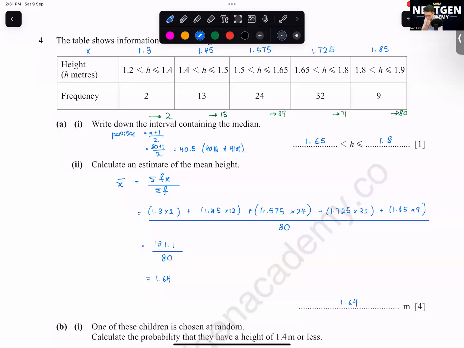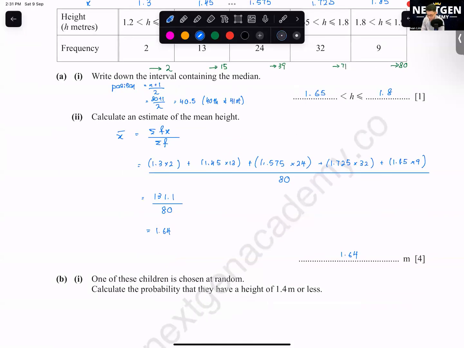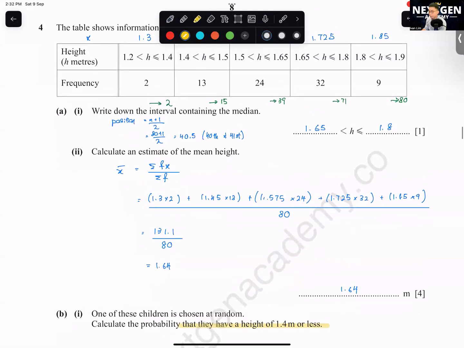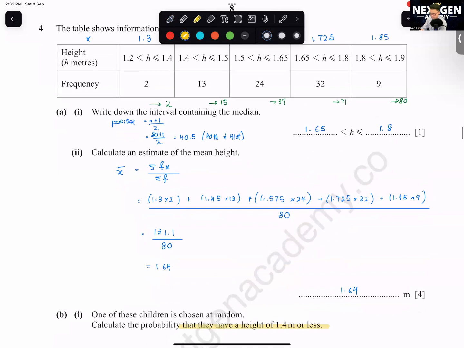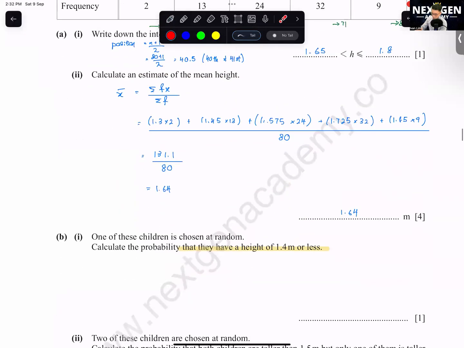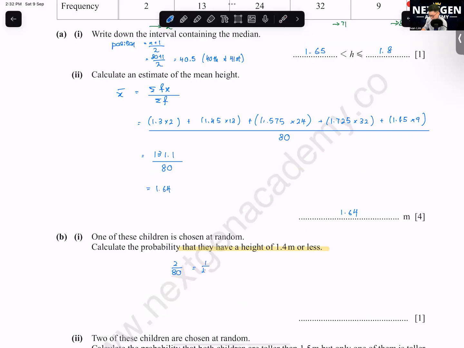Okay, next one. One of these children is chosen at random. Calculate the probability that they have a height of 1.5 meter or less. Where is 1.5 meter or less? Here, right? So if I were to choose this person, there's only 2 of them. 2 out of the 80. So this will be 2 over 80, which is equal to 1 over 40. Simplify it.